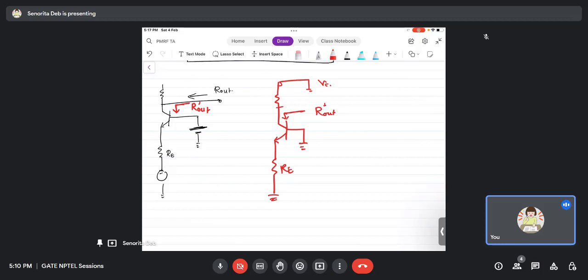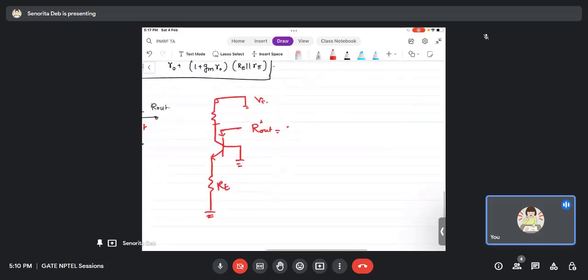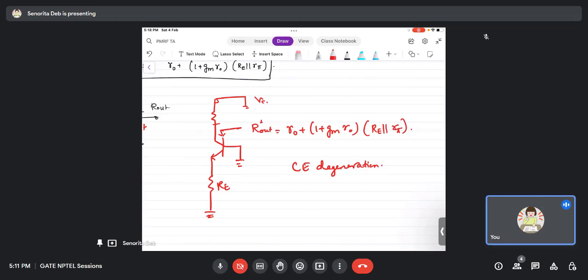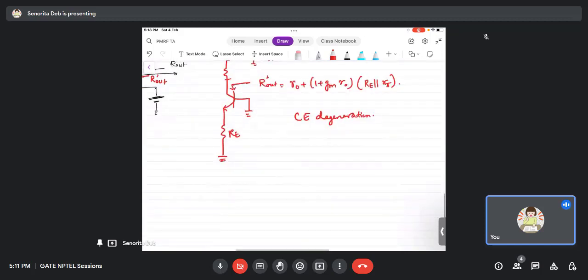And what I'm getting R out dash as, I'm getting R naught plus 1 plus GM R naught, RE parallel R pi, which is nothing but a similar result to common emitter degeneration, right? This is a similar result to common emitter with degeneration. Now how did it happen? If you see, the R naught is nothing but a resistor between here, from collector to emitter. This is what my R naught is.